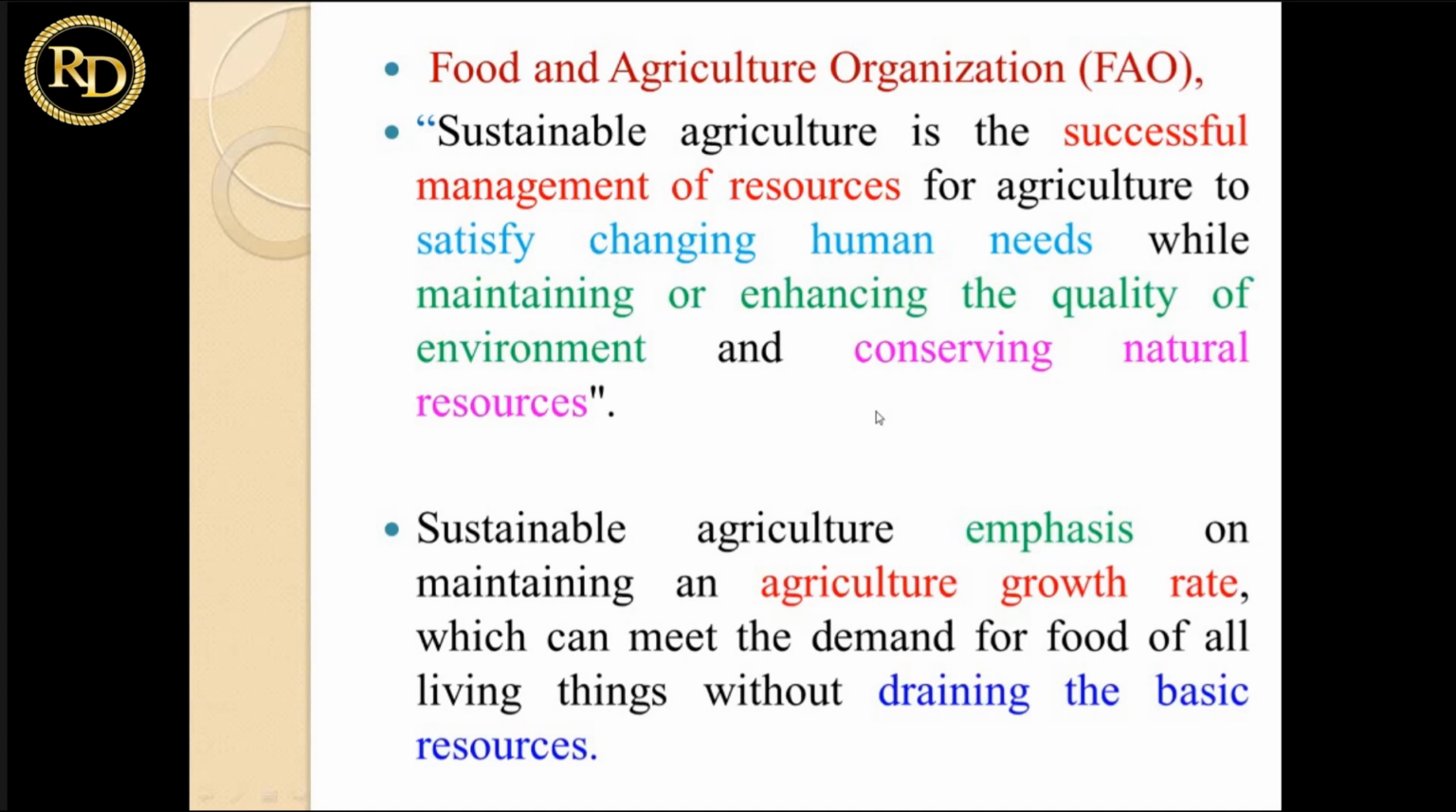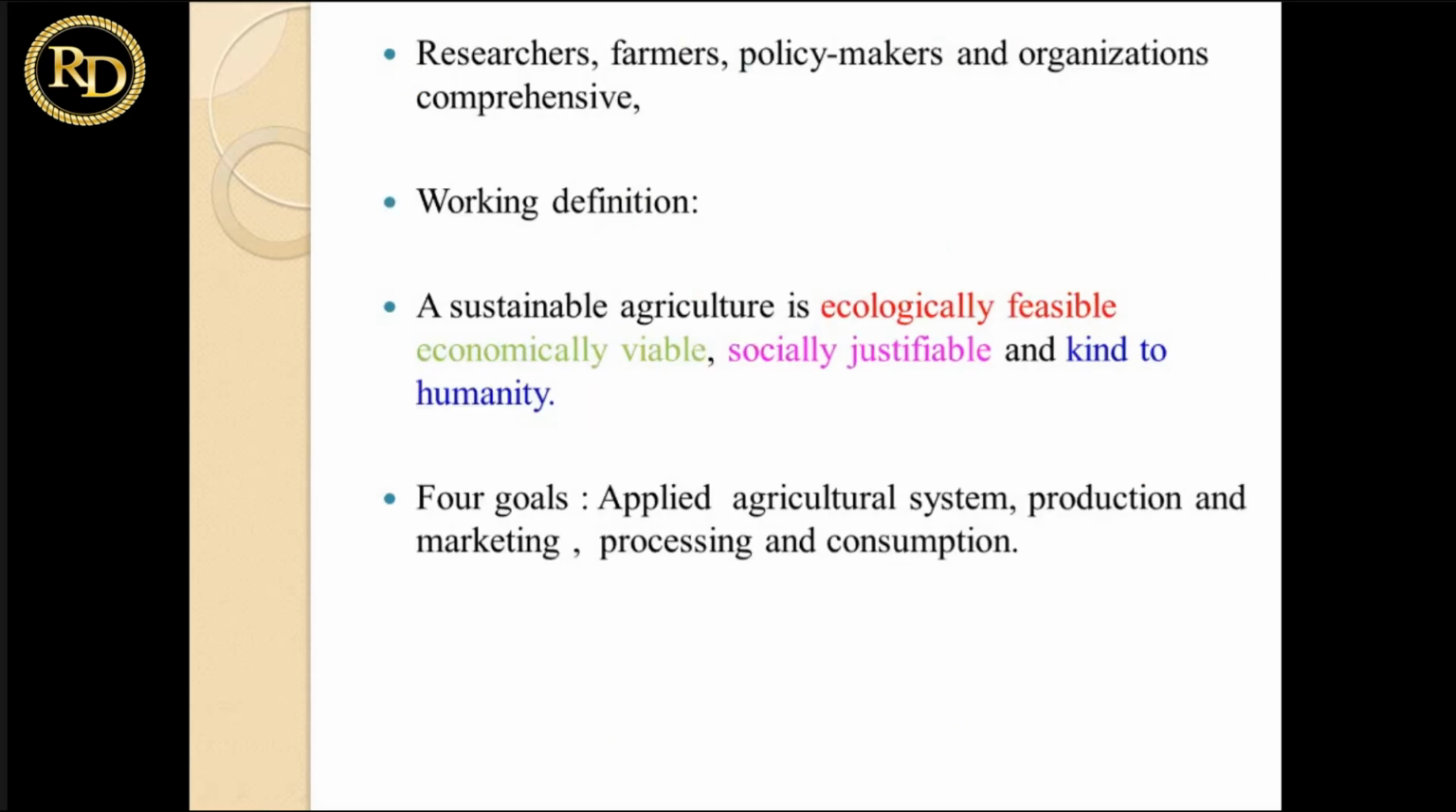So two important parts in case of sustainable agriculture: the first is the agriculture growth rate. Next part is the working definition. When we say sustainable agriculture, many researchers, scientists, farmers, policymakers, and many organizations come together and think about what should be the simple or working definition of sustainable agriculture. So it says that sustainable agriculture is ecologically feasible, economically viable, socially justifiable, and kind to humanity. This is a very important working definition.